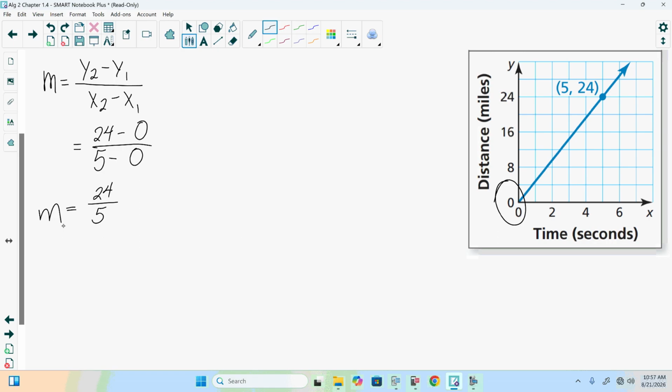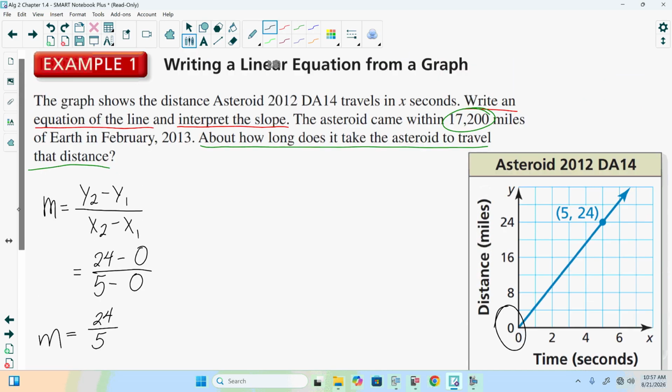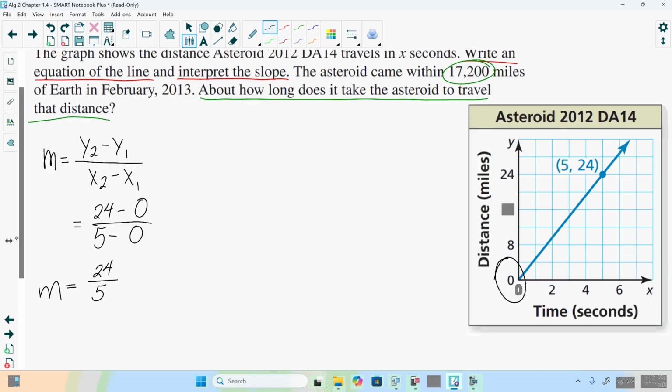Now it did also ask us to find the equation of the line and interpret the slope. Now this might be something new. I'm going to put A just so we know this is part of our answer. Interpreting the slope says we want to look at the slope, so 24 over 5, and see what it means in context of this problem.